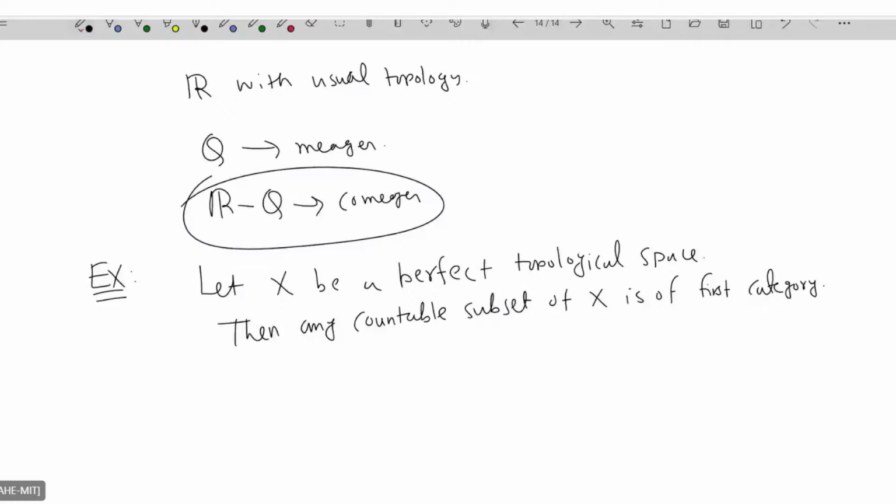Any countable set will be a set of first category. What do you mean by a perfect topological space? A topological space is said to be perfect if it has no isolated point. So all points are limit points. Now, how to prove that it is a set of first category?